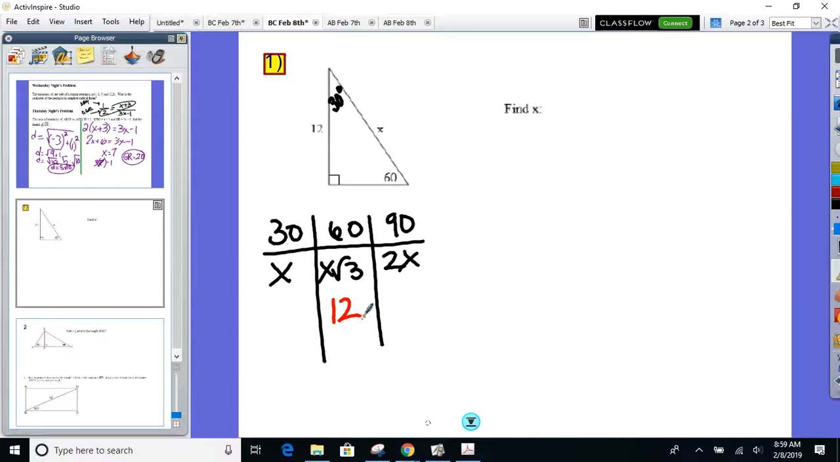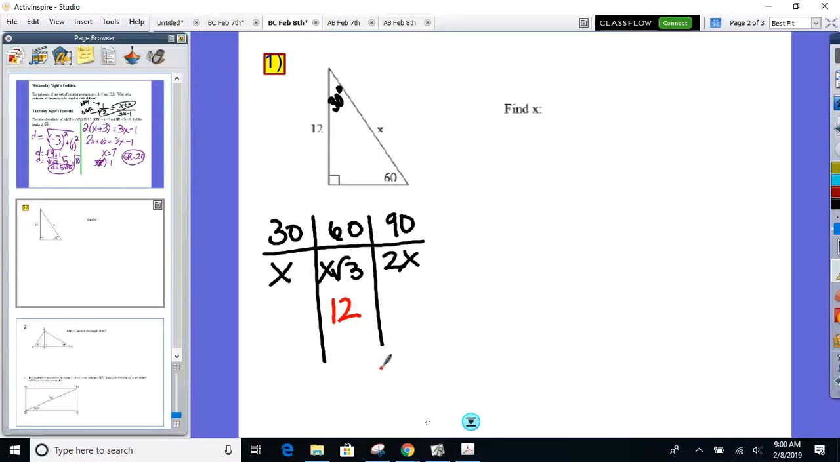It's not going to happen. Right away, it's not going to happen. I don't have a rule for you to go from the 60 to the 90. It all revolves around being across from the 30 first. Because, hey, if you knew the side across from 30, what would you do to find x? Just double it. So can you help me find the side across from 30?